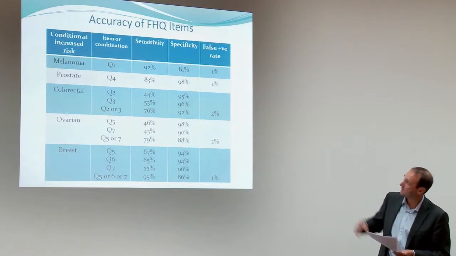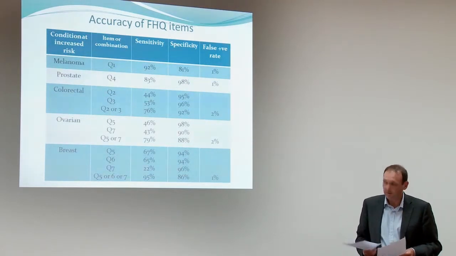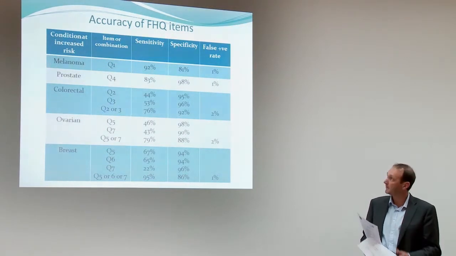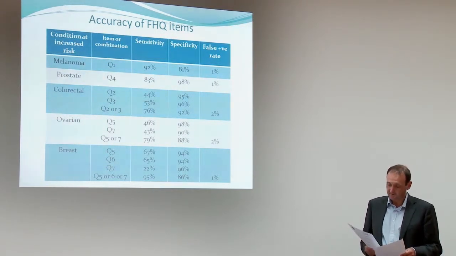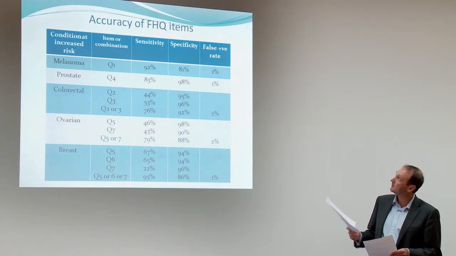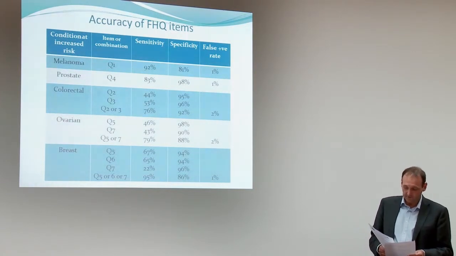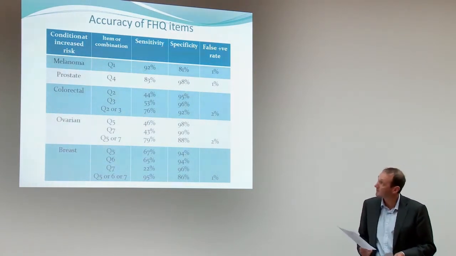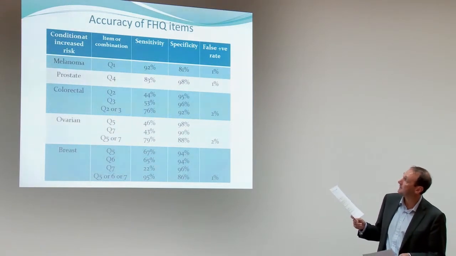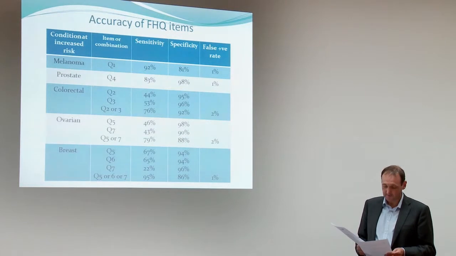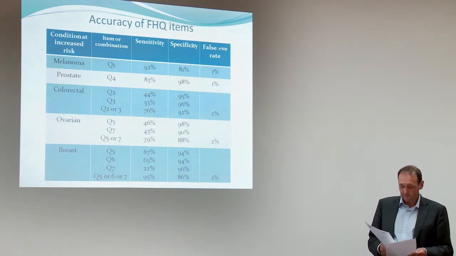And then the next questions, you'll see that we looked at a number of different questions to see how they worked both individually and in combination. So question 2 in our list here is, have any close relatives had bowel cancer before the age of 55? And that on its own only had 44% sensitivity and 95% specificity.